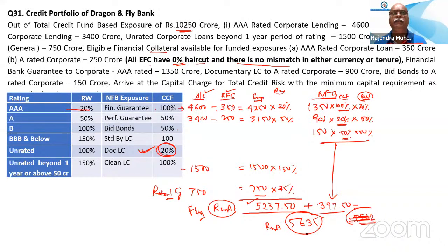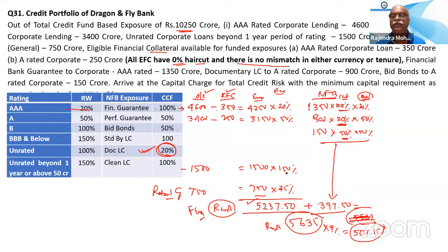Now find the amount of capital if the capital adequacy ratio is 9%. So how much is the capital? 500 something it will come. 507.15. Okay. So this is the amount of capital.